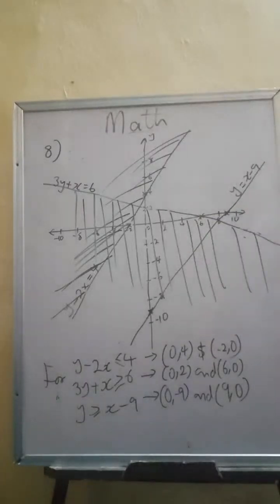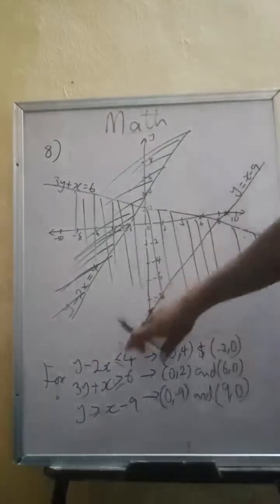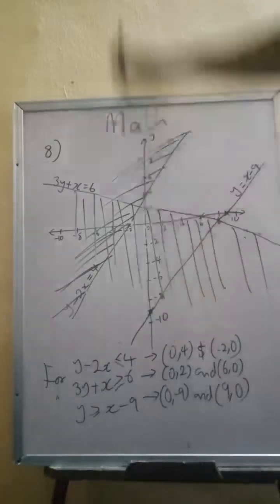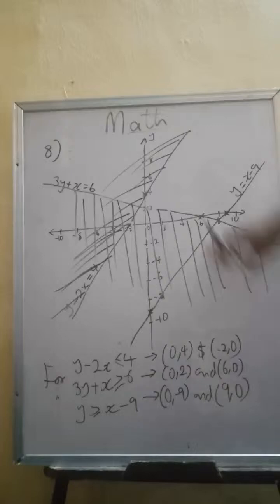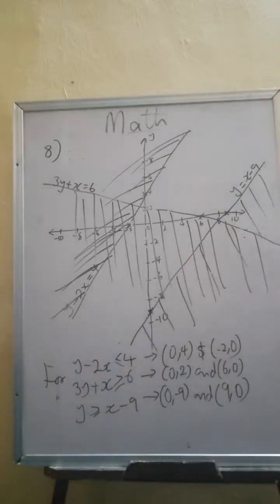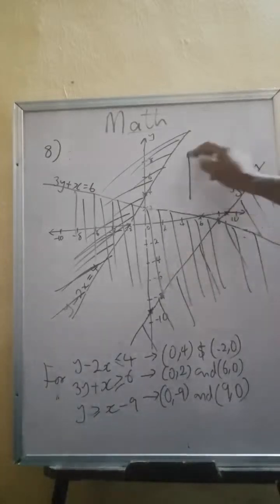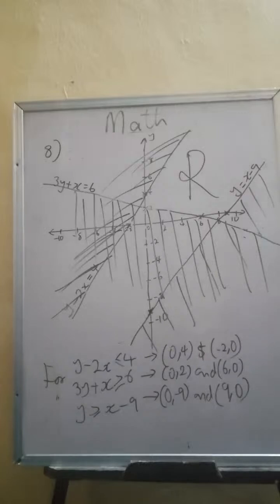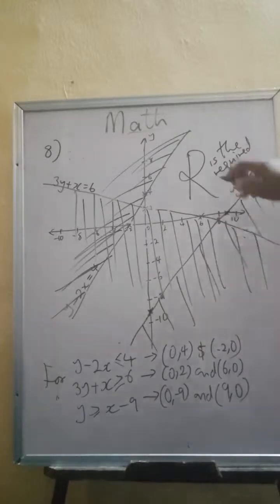And for the third, we said above the line is required. Above the line, this is the third. Above the line is required, so we'll be shading below the line. Now it's obvious. The required region is this. R is the required region.